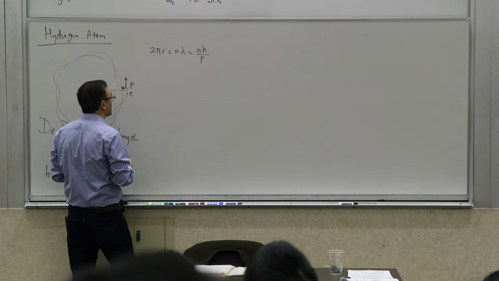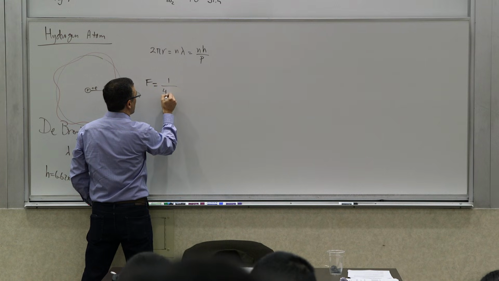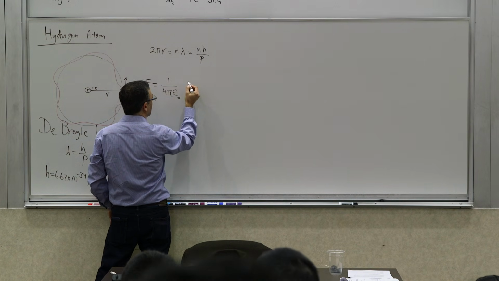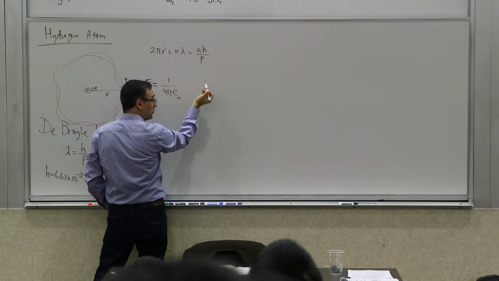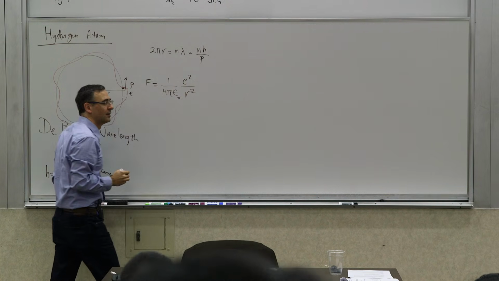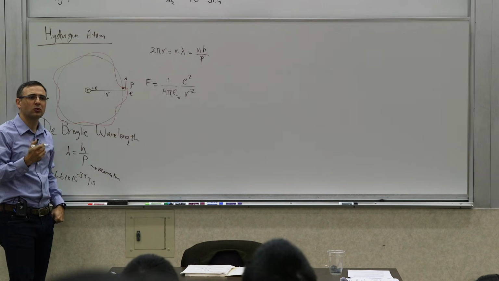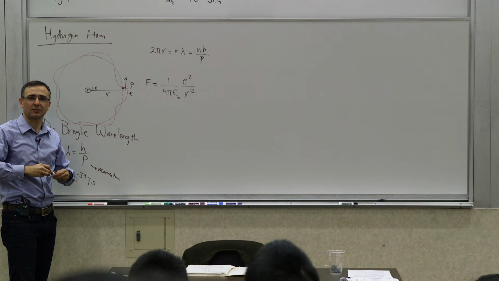And we know what that Coulombic force is, right? So that force is what? It's 1 over 4 pi epsilon naught, that Q1 times Q2, in this case it's going to be e squared, divided by r squared, right? So that's the force. Now, this force has to be equal to what for something to go in a circle?